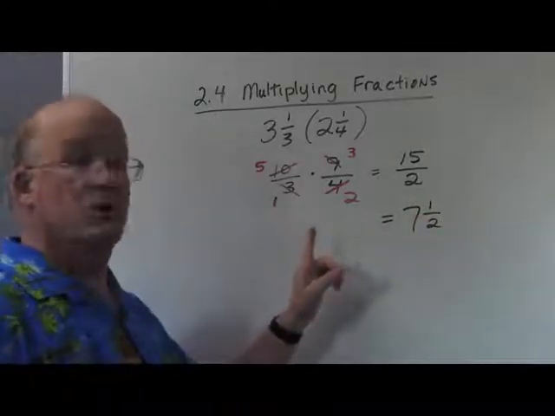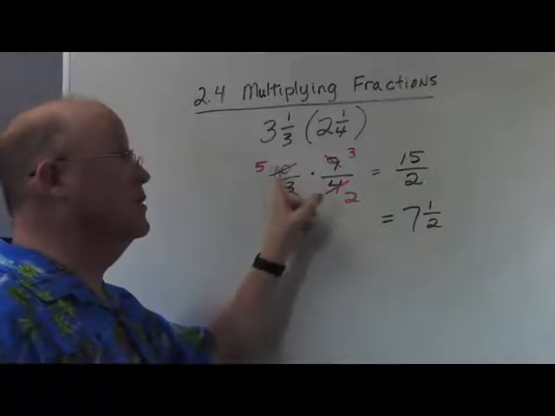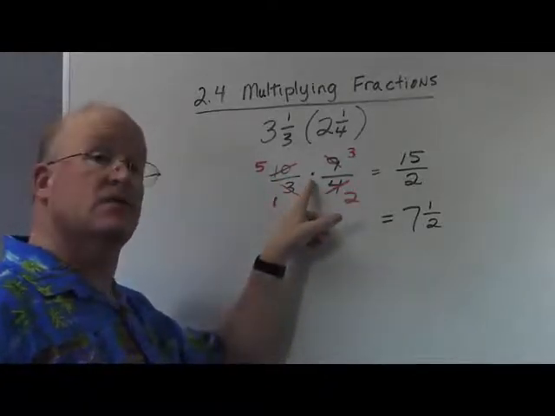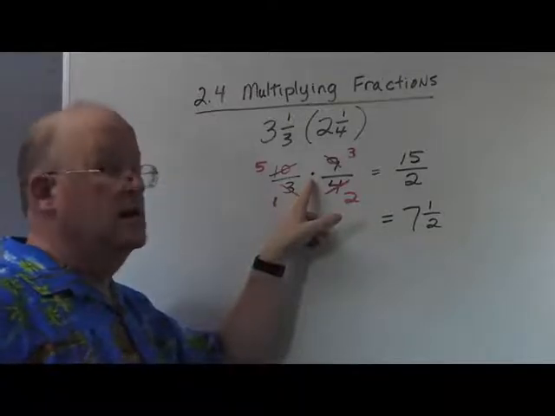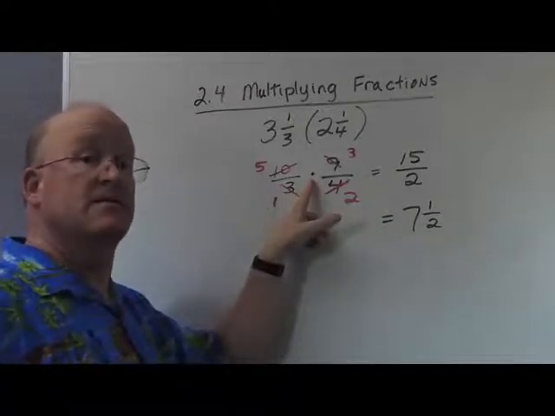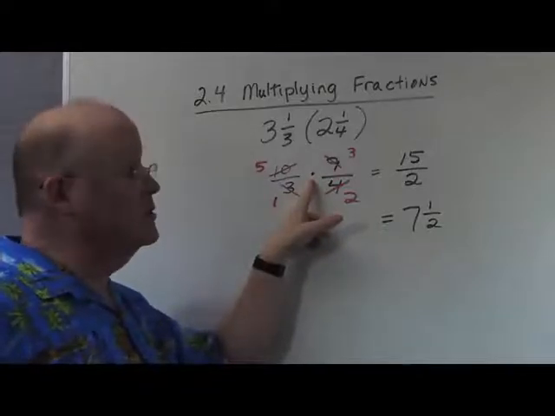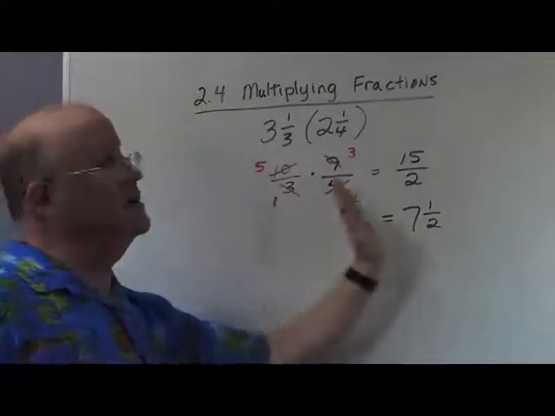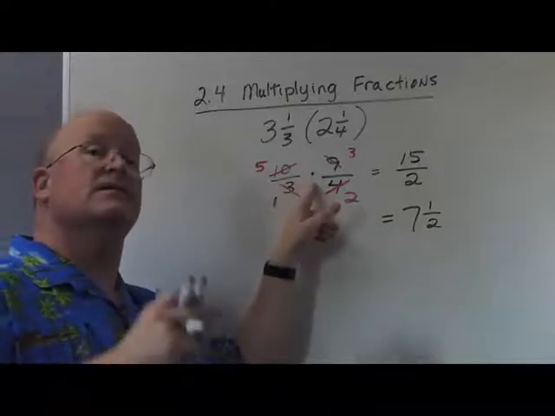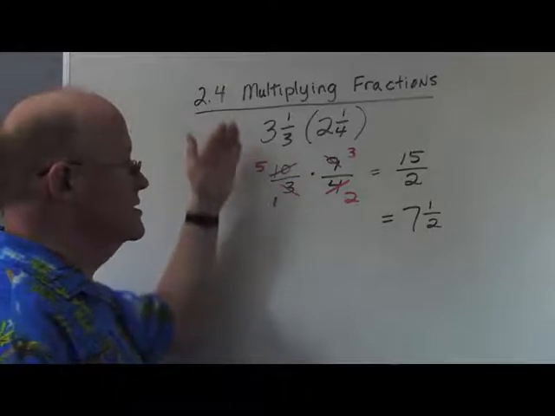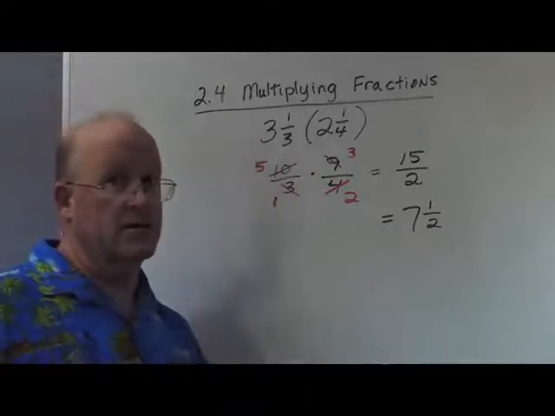Now, it's very important that you realize when you're canceling like this, you are only canceling across a times sign. If that is a plus sign, minus sign, division sign, equal sign, you cannot cancel. You can only cancel straight up and down or on the diagonal when there is a multiplication sign. Well, you can always cancel straight up and down within a particular fraction.